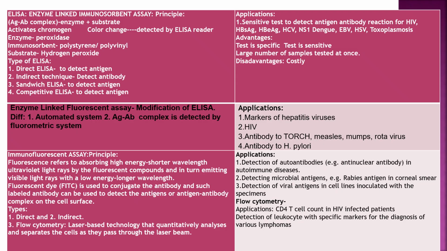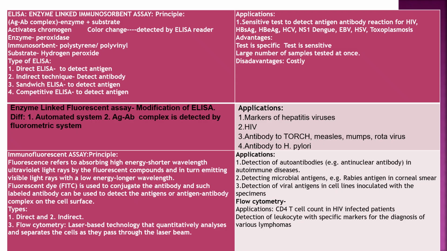Types of ELISA: direct ELISA to detect antigen, indirect ELISA to detect antibody, sandwich ELISA to detect antigen, competitive ELISA to detect antigen. Application: a sensitive test to detect antigen antibody reaction for HIV, hepatitis A antigen, hepatitis B, E antigen, HCV, NS1 dengue antigen, Epstein-Barr virus antigen, HSV, toxoplasma.